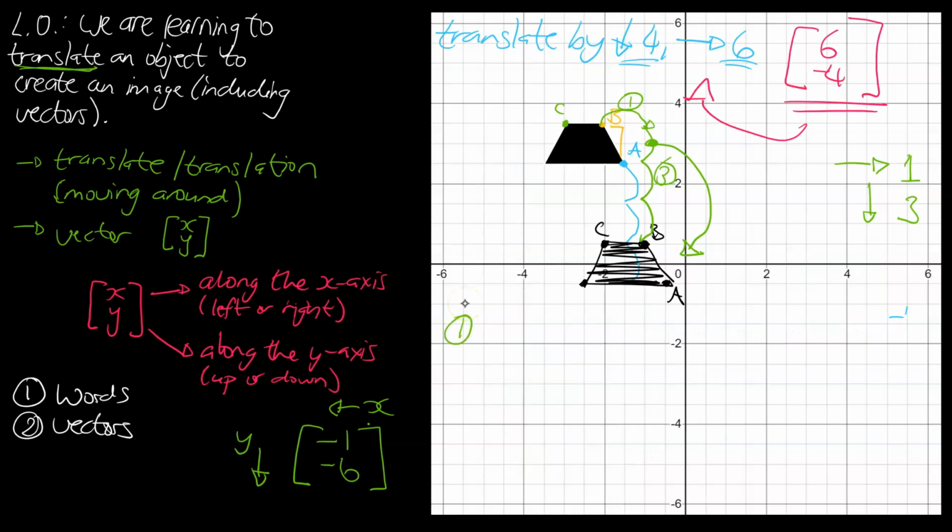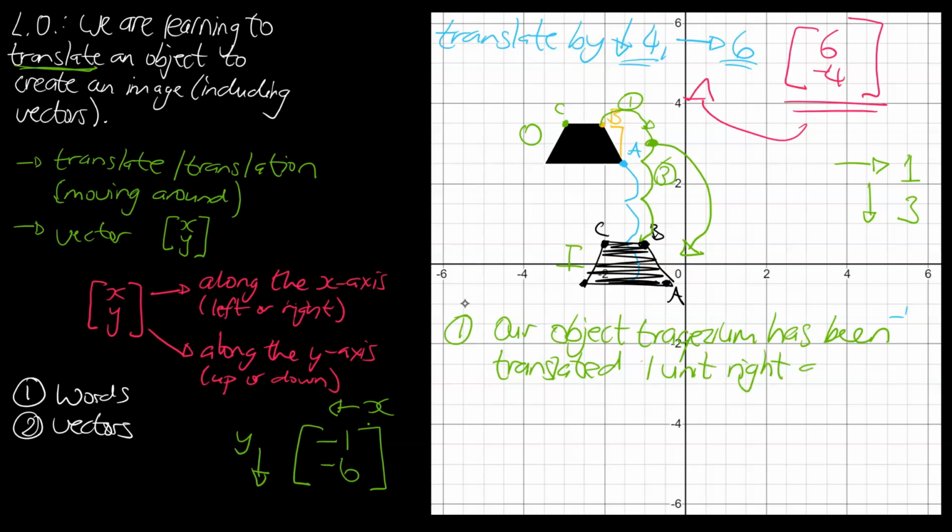So if we wrote it in words, we could say our object trapezium. So here's our object, there's our image because that's our new shape. Trapezium has been translated, all right, translation, translated 1 unit right and 3 units down. So that would be a perfectly good justification.